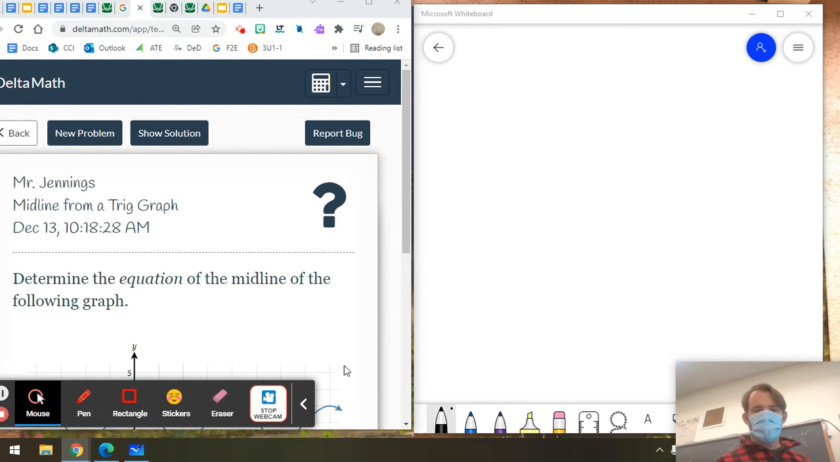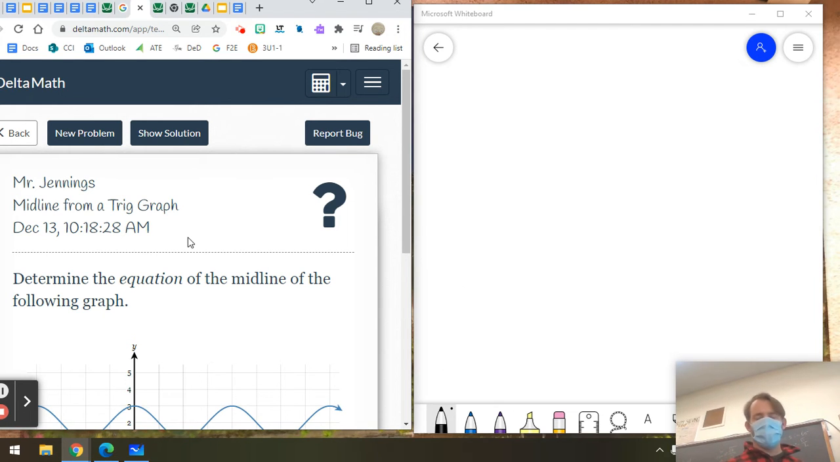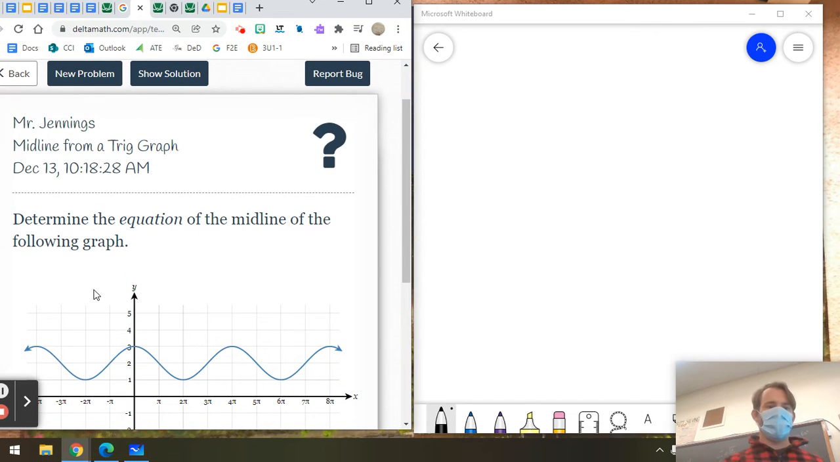Hi team, welcome to a walkthrough of Delta Math 5.1 sinusoidal functions. So the first skill is being able to locate the midline from a trigonometric graph.